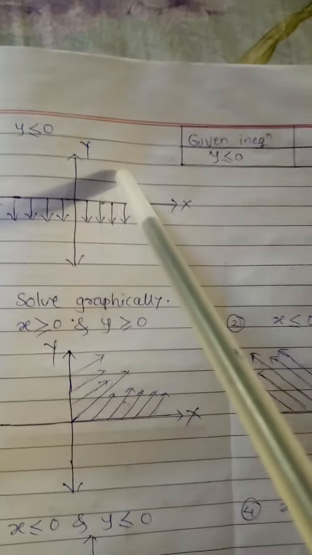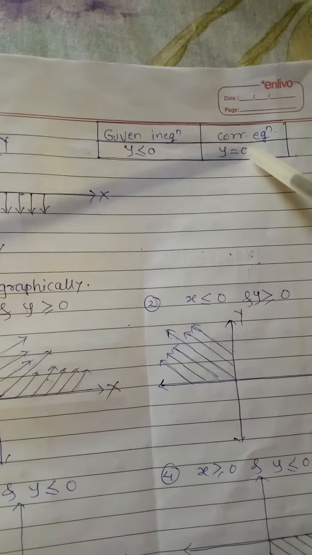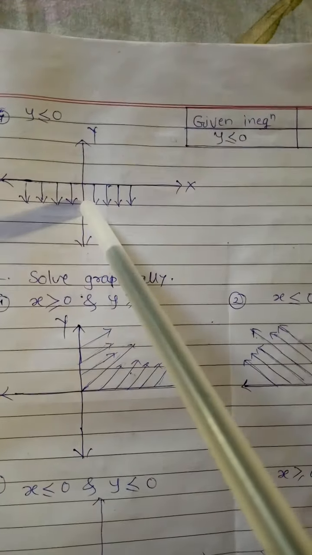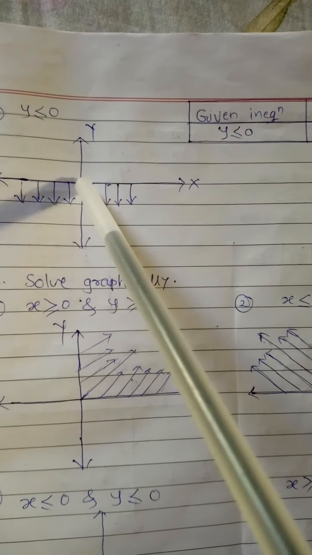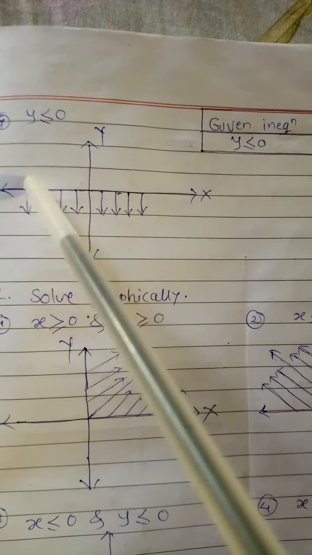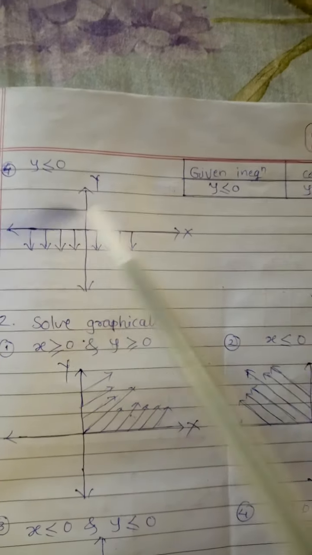Again same, that is y is less than equals to 0. So given in equation is y is less than equals to 0, you have to write down the corresponding equation like y is equals to 0. Now see, all the negative values lie on this side, that is the downward side. So you have to draw the arrows on the downward side. So these are the simple examples.